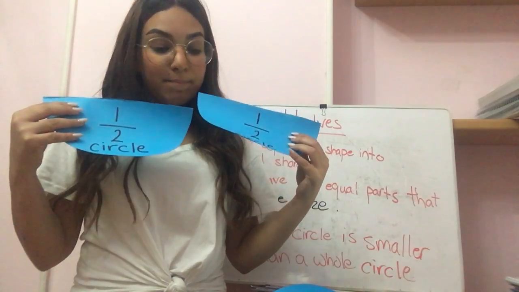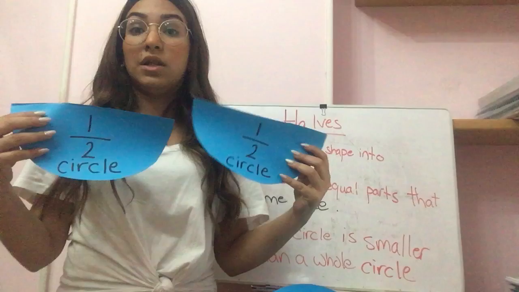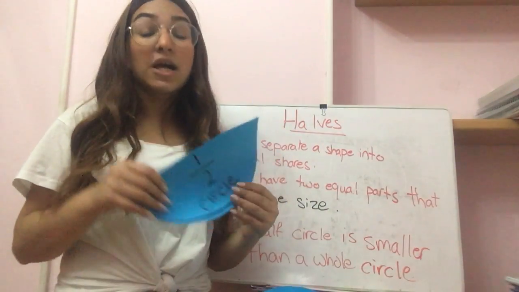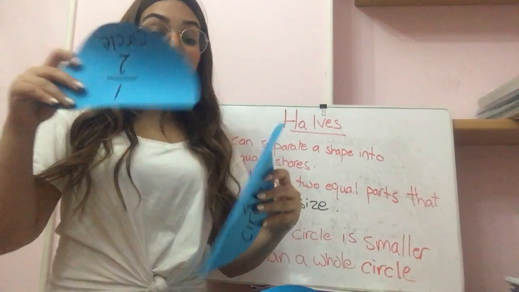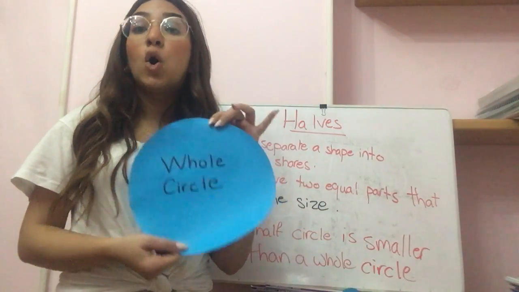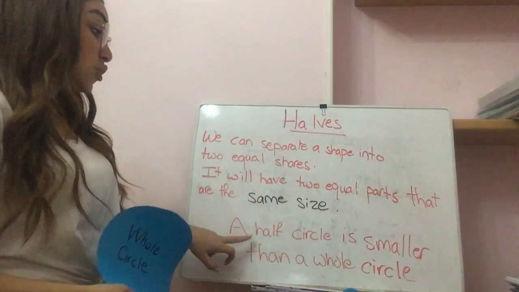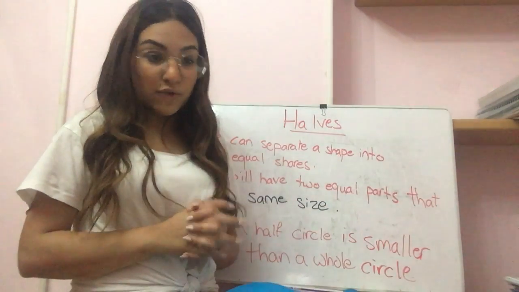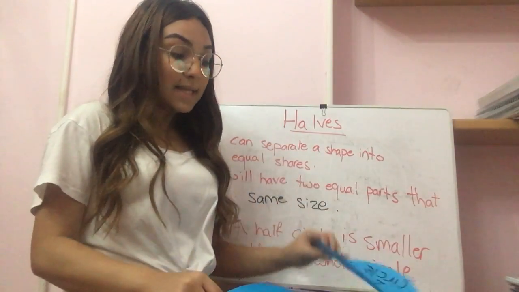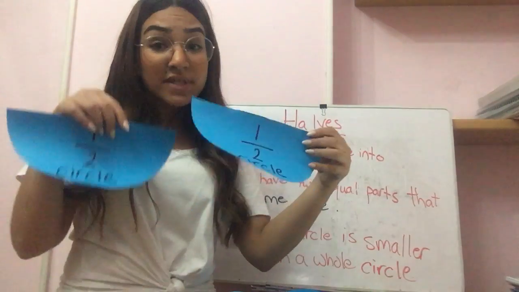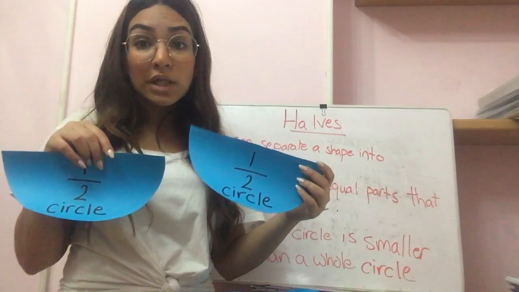Pay attention that I said they have to be equal. These equal halves make one whole circle. Together they make one whole circle. It means that if I put these two halves together, I'm going to have one whole circle. So a half circle is smaller than a whole circle. This is a very important note: a half circle is smaller than a whole circle. And again, two halves will make one whole circle.